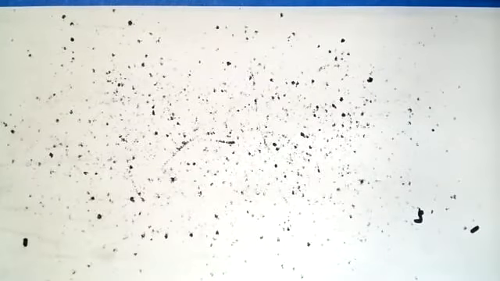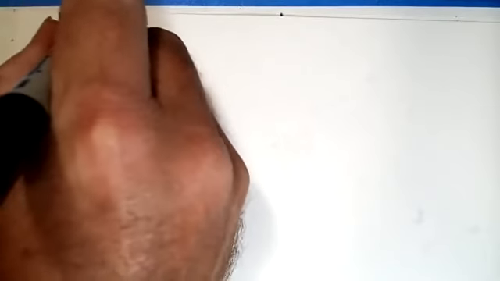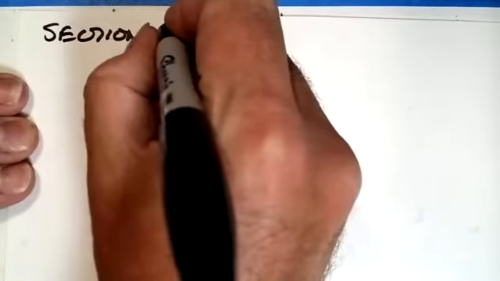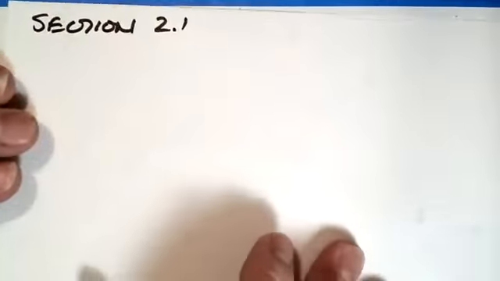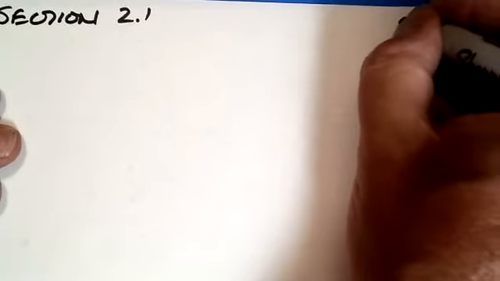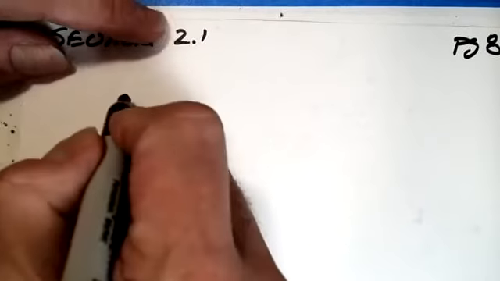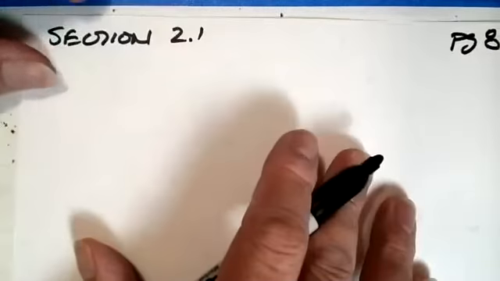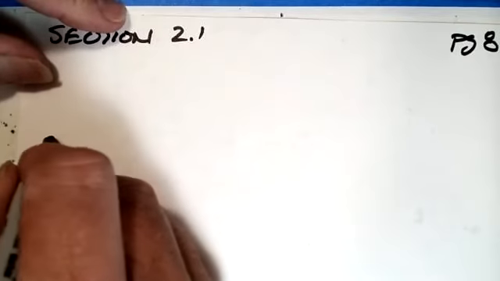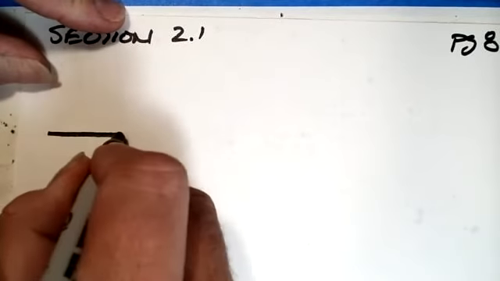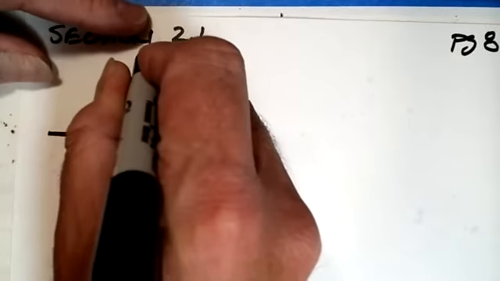Let's go on to another one here. So section 2.1, I think we're now on page 8. Okay, so what I'm going to do is I'm going to create an isosceles triangle that actually has a right angle at its apex. So this is the archetype here.